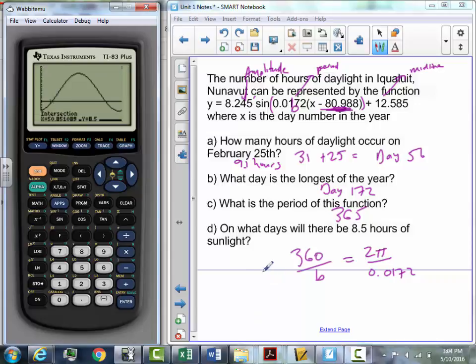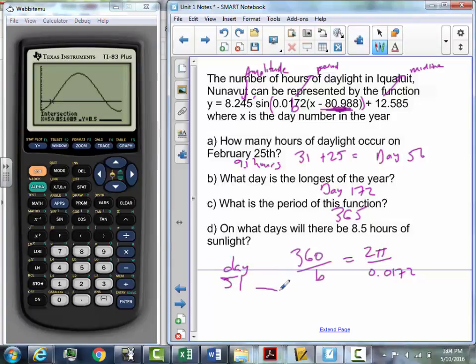Okay, so it looks like the first time it hit 8.5 is about day 51. And the other one's 293. So between those days, that's when there would be at least 8.5 hours of sunlight. So it looks like in January and February they don't really have a whole lot of sunlight, like 7 or 6 hours of sunlight. Which, I mean, doesn't that make sense?